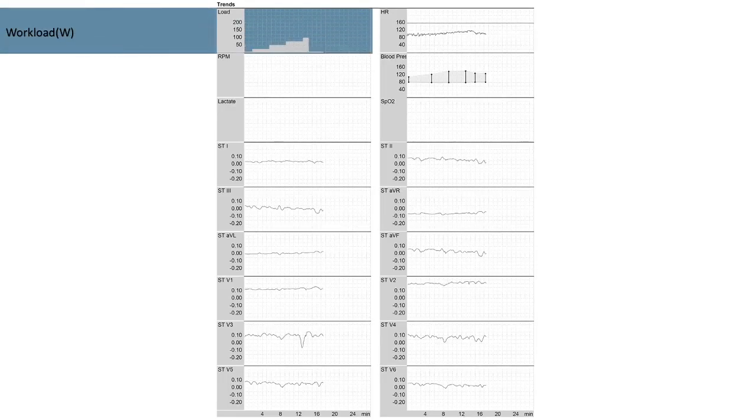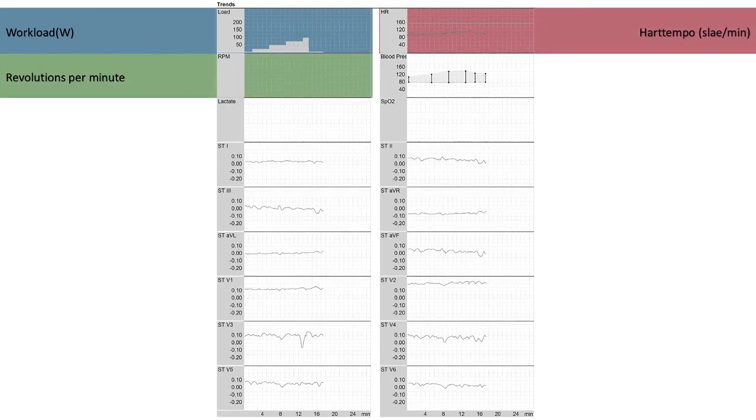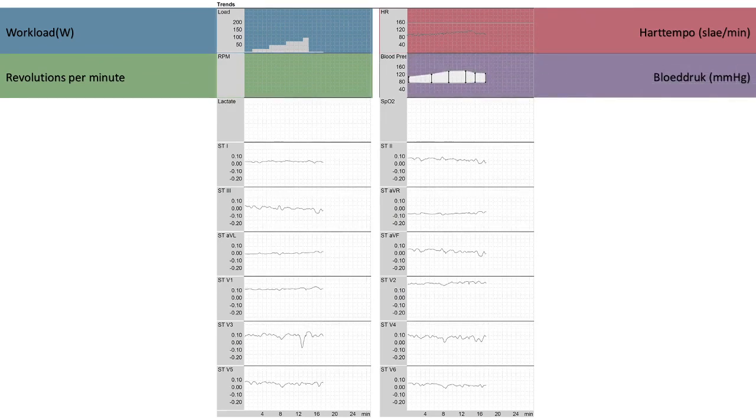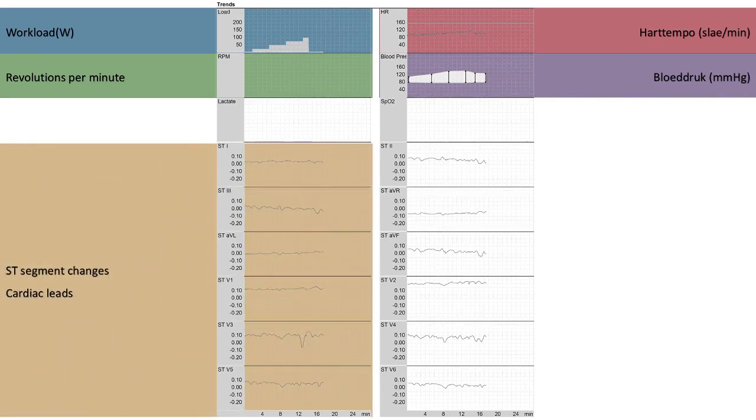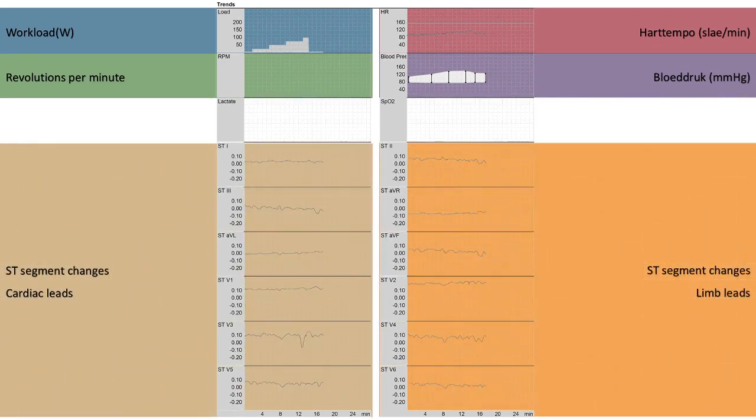Then we also get other tables and graphs to help us interpret an ECG, like the workload, the heart rate, and the revolutions per minute. This is if you've attached and connected the bike ergometer with your system, which we did not. Then you also see blood pressure responses, and ST segment changes in the cardiac leads and the limb leads. Sorry, these 3 over here and over here represent the limb leads, and these 3 over here and over here represent the cardiac leads.